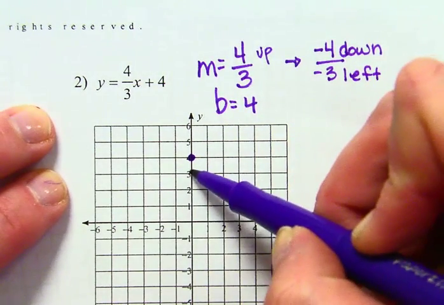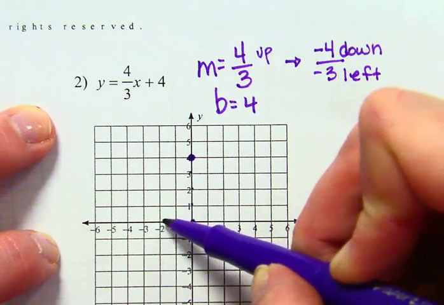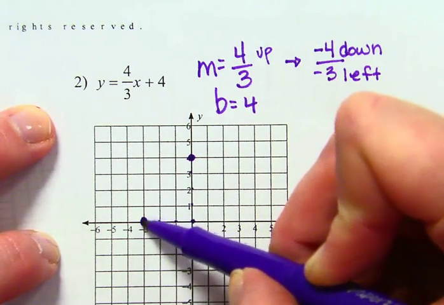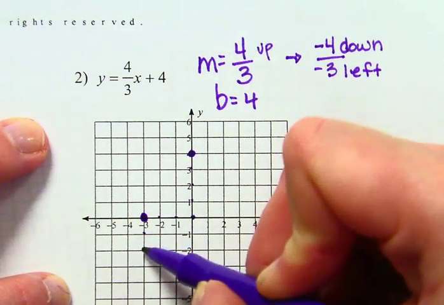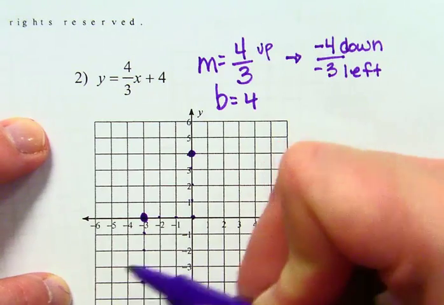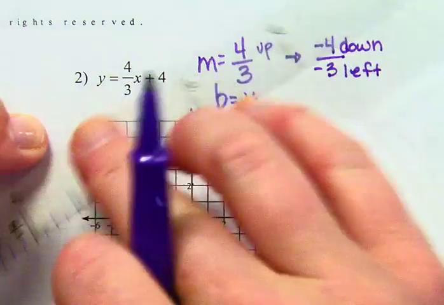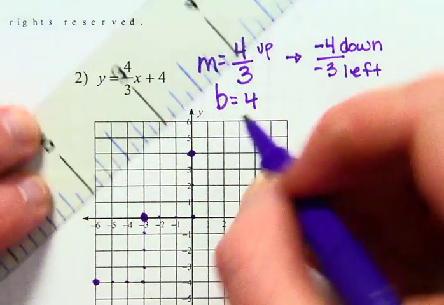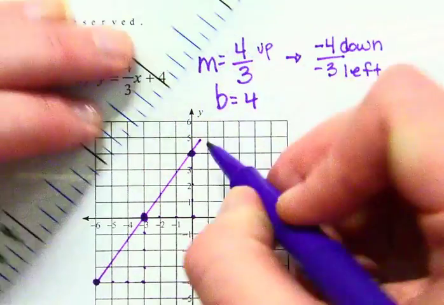So down 4, 1, 2, 3, 4, left, 1, 2, 3. I repeat, down 1, 2, 3, 4, left, 1, 2, 3. Put a dot. This is a positive slope. It is going from left to right in an upwards position.